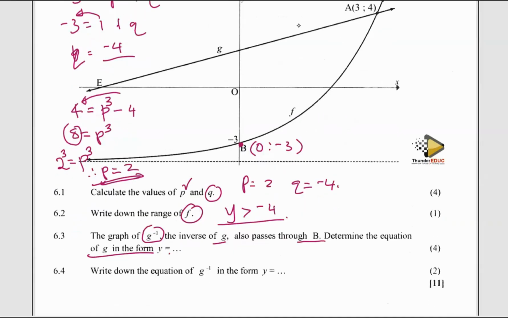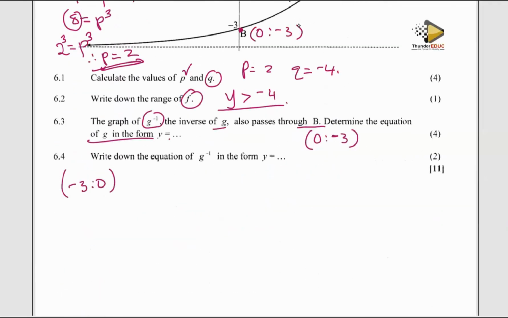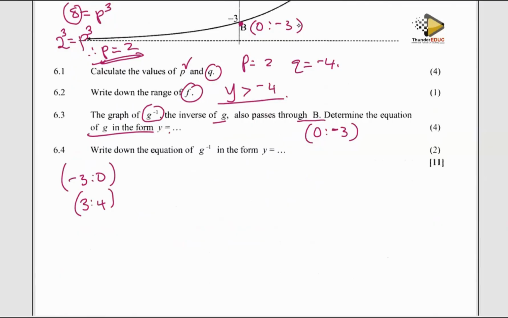Okay, so let's get this straight. If 0 and -3 is for the inverse, meaning that the original graph must be -3 and 0. And G is also passing through 3 and 4. So let's get the equation, which will be mx plus c, where m is the gradient, which is changing y over changing x. So I'll say 4 minus 0 over 3 minus -3. So that is 4 over 6, which is 2 over 3.